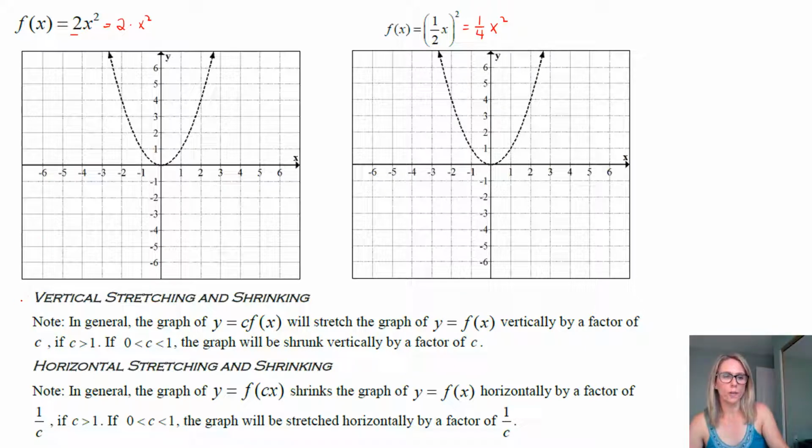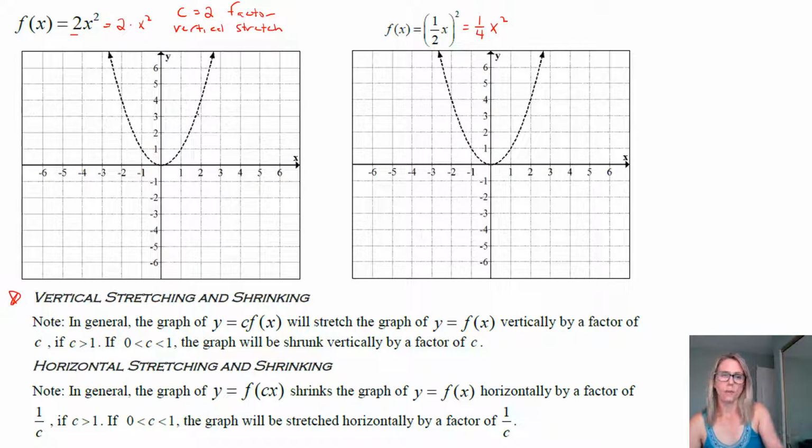So the first situation we have is the vertical stretching and shrinking. And what's happening is that when you have a number in front of your parent function, it's going to stretch it vertically by the factor of whatever number is there. So in this case, notice it's using the idea of c. So c, the factor, is 2. Okay, so it's a vertical stretch by a factor of 2.